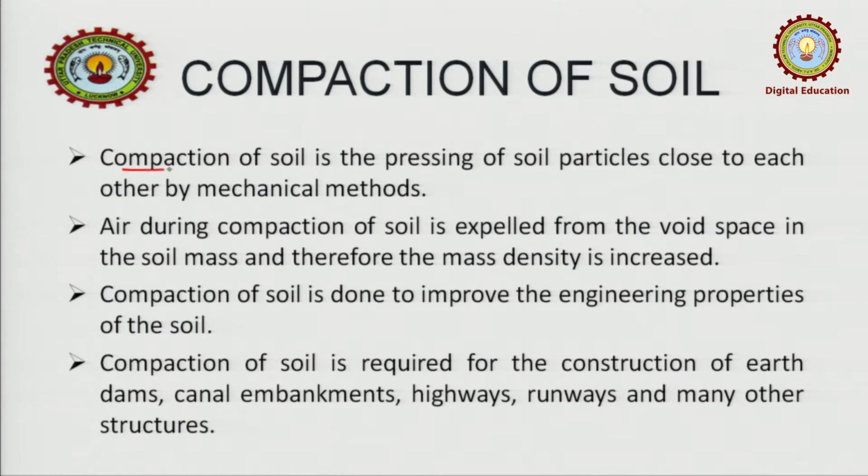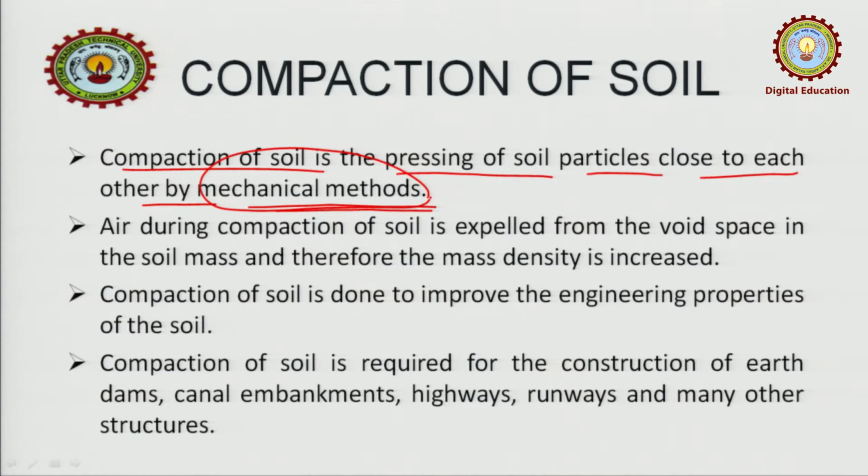Compaction of soil is the pressing of soil particles close to each other by mechanical method. So what is a mechanical method? If you remember, you have perhaps seen in the ground, if compaction is to be done, then a rammer or a heavy object is continuously pressed on it, means it is lifted then pressed. So a cyclic movement is carried out on the place where the compaction is to be done.